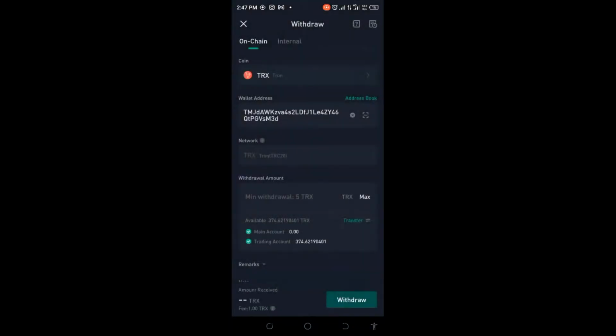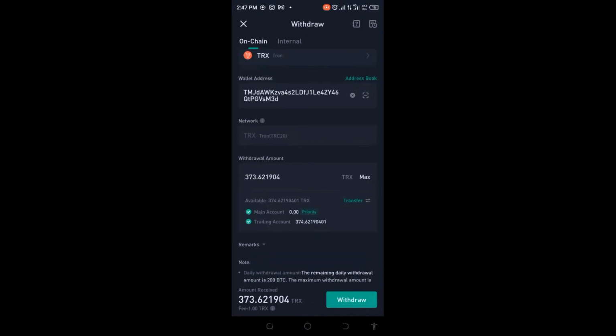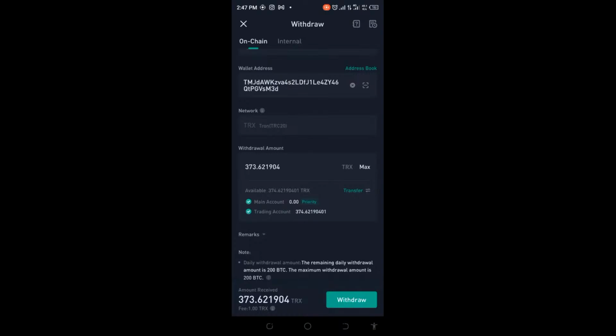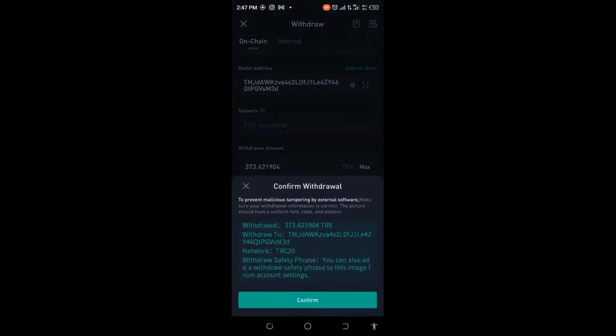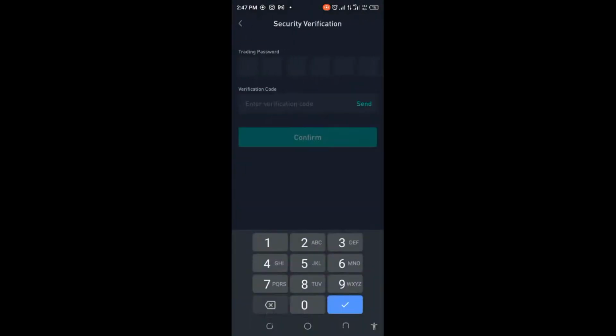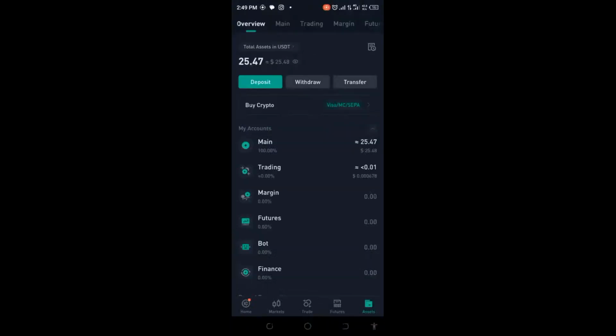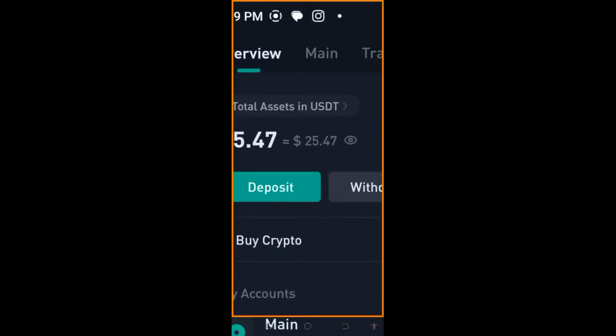TRC20, and then we're going to put in max everything that is here. Okay, so you can see here what we're going to eventually get is 373.62. This is the entire amount we are going to get, 373.62. So let's go ahead and withdraw. Okay, I'm going to put in my verification and then I'll get back here. I put in all my verifications, and now it's on the processing point.